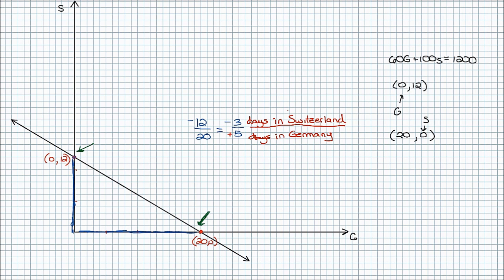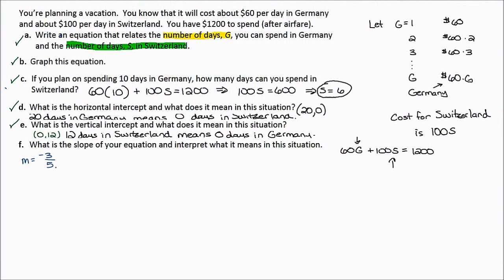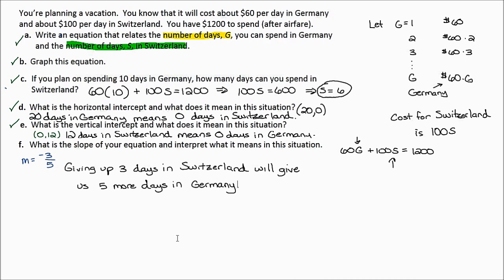This should essentially imply to you that Switzerland's more expensive. You give up 3 days there, you get 5 days in Germany. So let me write that down. Giving up, and there's a lot of ways you could have said this, by the way, but I think that this is the easiest way to understand it. So there you have it. Giving up 3 days in Switzerland will give us 5 more days in Germany. I'll put a little green check mark here saying that we're done with this. And that is a pretty nice, thorough example using linear equations.